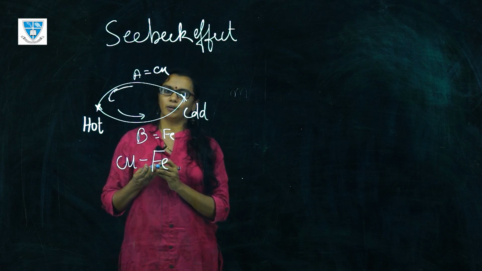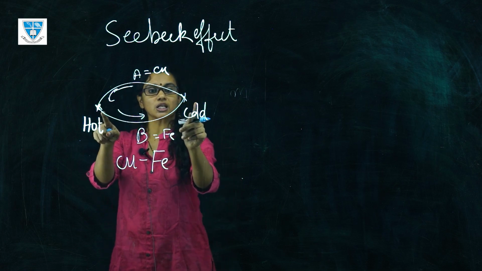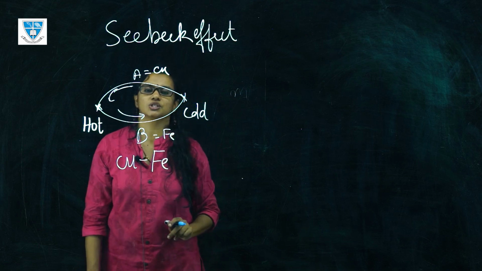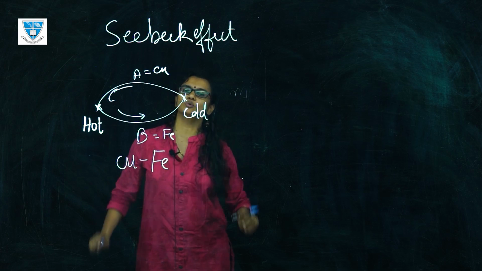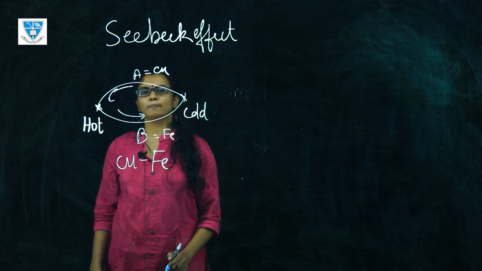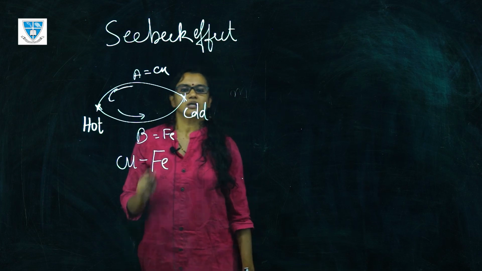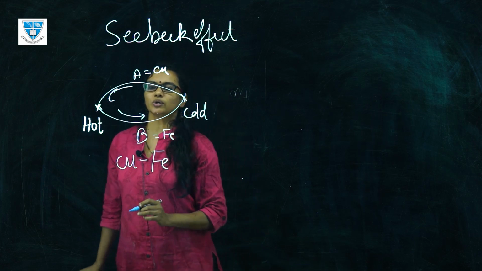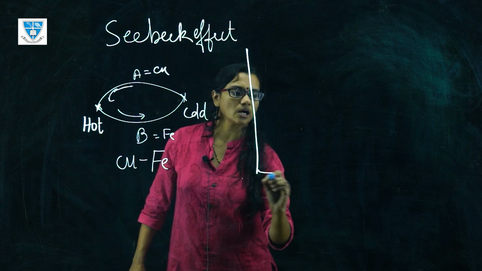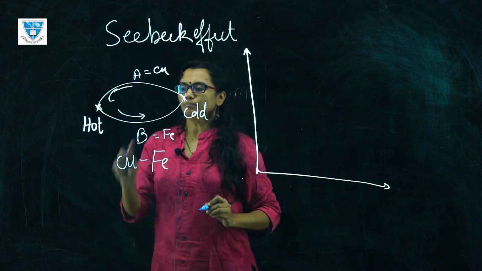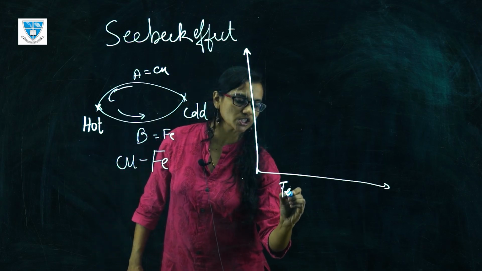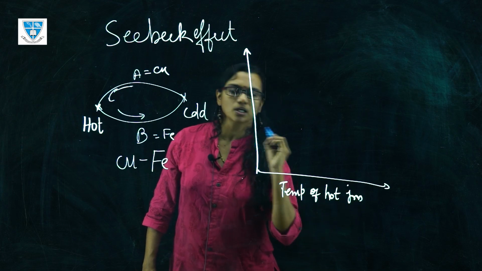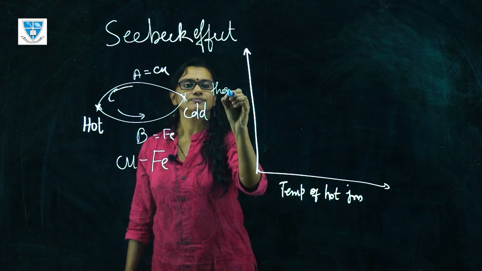This was discovered by Seebeck, and when he reversed the junctions, that is, when he reversed the cold and the hot junction, he found that the thermo EMF also reverses. So definitely the Seebeck effect is a reversible effect. As you can see here, if you plot a graph between the temperature of the hot junction versus thermo EMF.